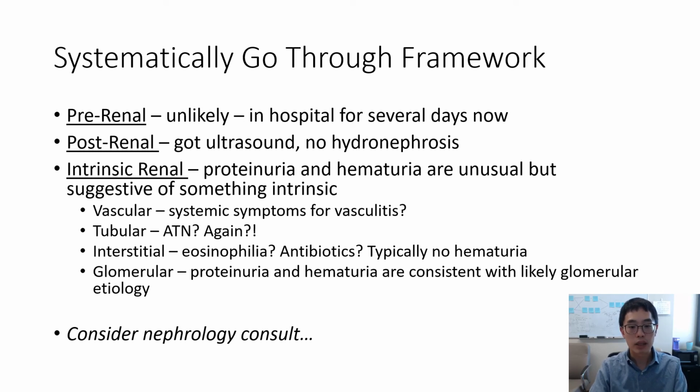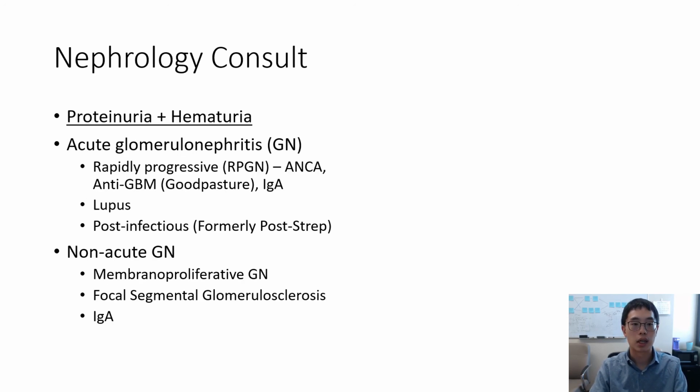If you get something like this, give us a call and we'll be happy to help lead the differential diagnosis and do further workup on these cases. Especially for proteinuria and hematuria, we're thinking some sort of acute glomerulonephritis in this case. So this is our differential diagnosis for acute GNs.